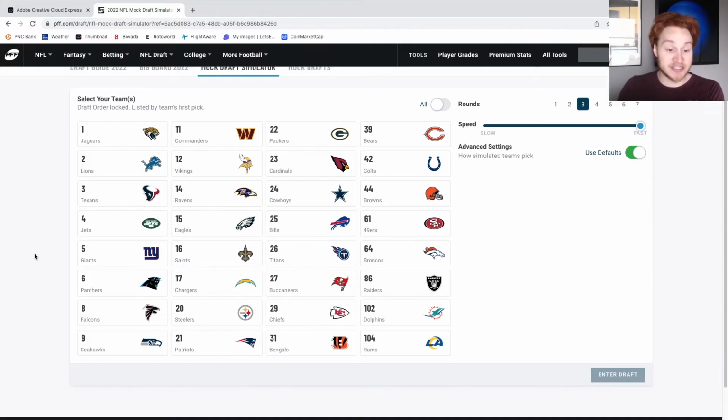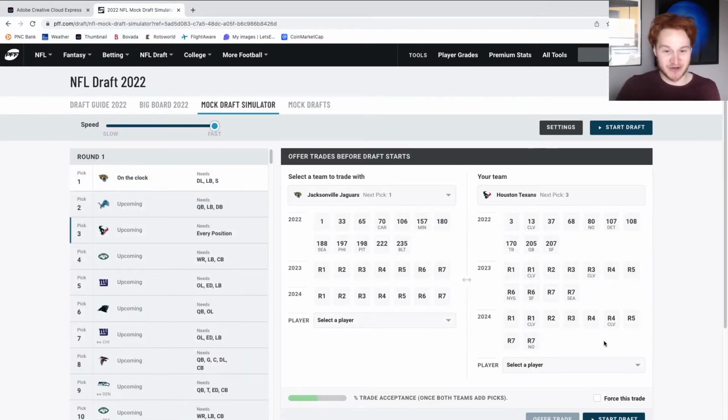We are going to be going in with the Houston Texans and just trading every pick and trying to accumulate as much 2023 draft capital as humanly possible, along with as much 2024 draft capital as humanly possible. So we will not be drafting a single player. I'm just going to go in and do this. This is just a dumb idea, but I'm doing it anyways.